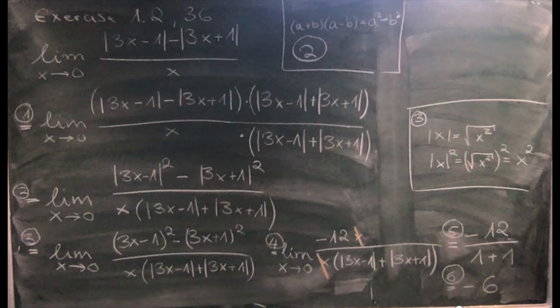Remember, we wanted to compute the limit as x goes towards 0. So absolute value of 3 times 0 minus 1 is absolute value of minus 1, that is 1, plus absolute value of 3 times 0 plus 1, absolute value of 1 equals 1. Simplifying, minus 12 divided by 2 gives minus 6. And that is the answer.